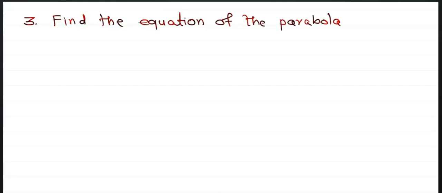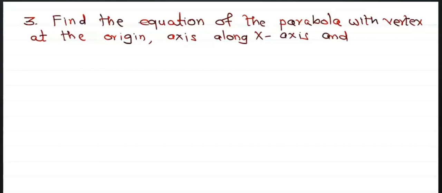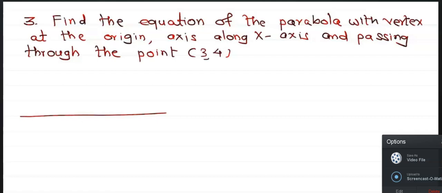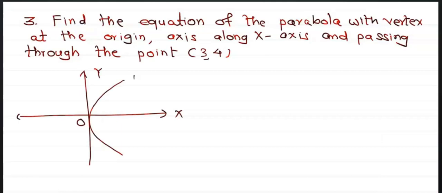Find the equation of the parabola with vertex at origin, axis along the x-axis, and passing through the point 3, 4. Now this parabola passes through the point 3, 4 and the axis is along the x-axis. Axis of symmetry is x-axis. Therefore, the equation of the parabola is definitely y square is equal to 4ax. This is the standard form.